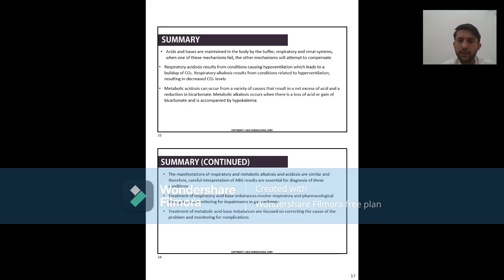Treatment of respiratory acid-base imbalance involves respiratory and pharmacological therapy and monitoring of the impaired gas exchange. Treatment of metabolic acid-base imbalance is focused on correcting the cause of the problem and monitoring for complications.